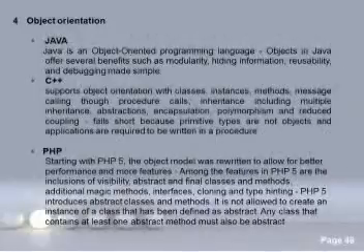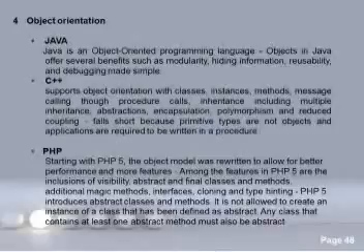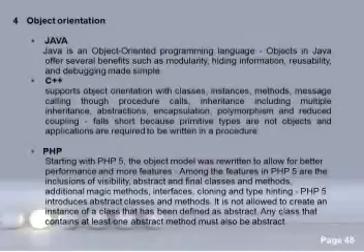When talking about object orientation, Java has the lead. Objects in Java offer several benefits such as modularity, information hiding, and reusability. C++ also supports object orientation with classes, instances, and methods. With the launch of PHP 5, the performance of PHP as an object-oriented language was increased.